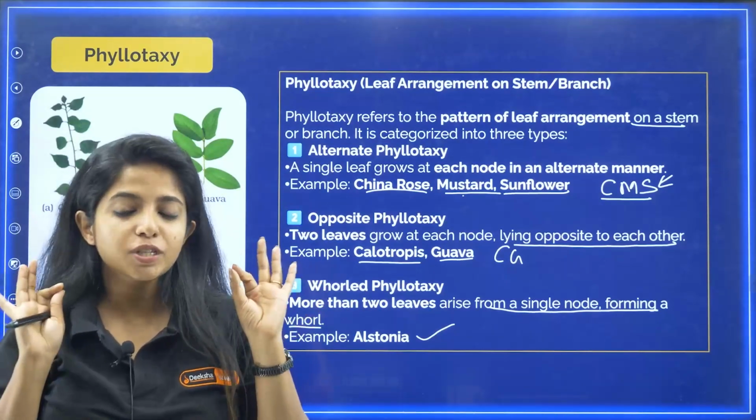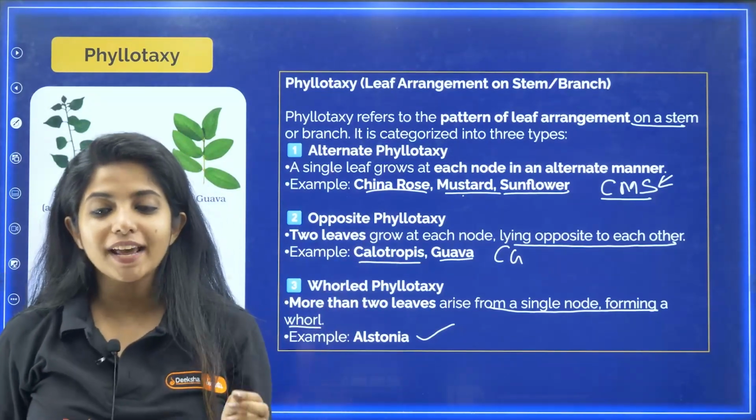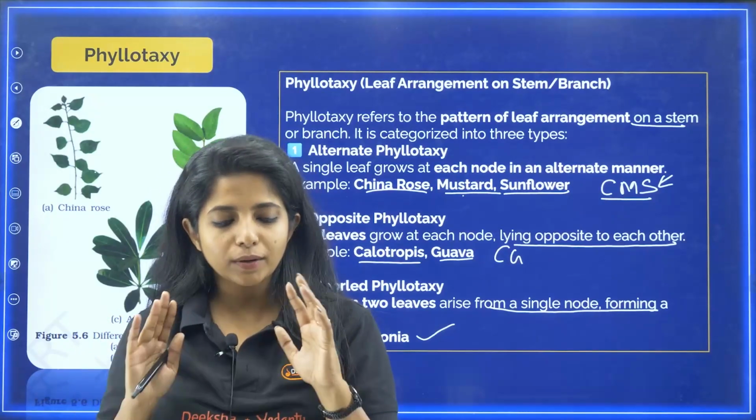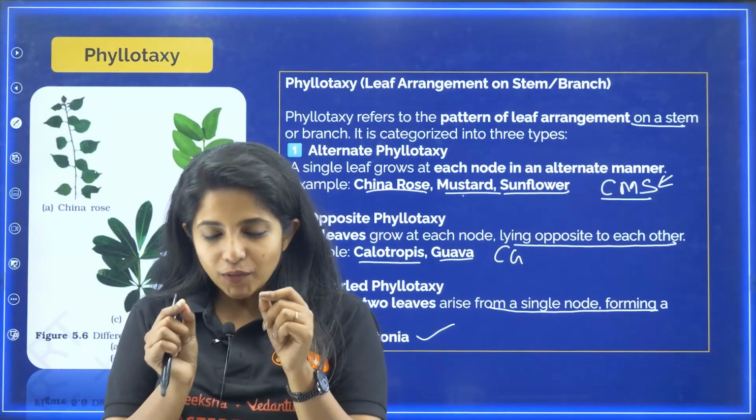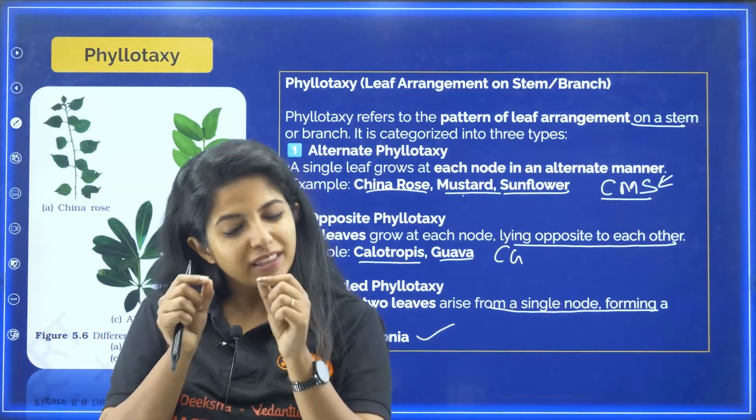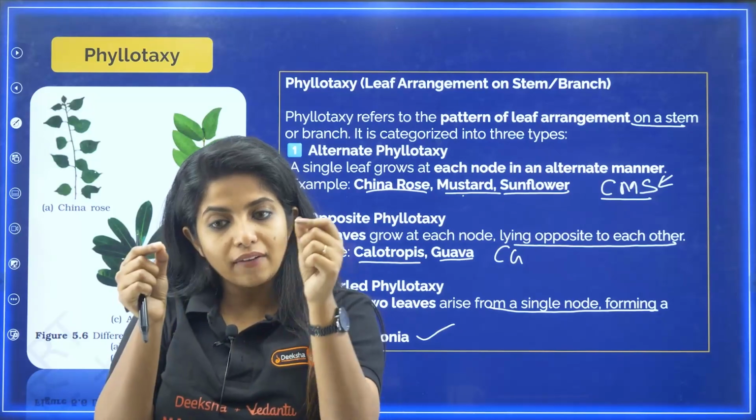CMS, Chief Minister Special. Okay, now opposite phyllotaxy, you can see, I know I do overacting at times, but okay. So basically over here what happens, in each node, opposite to it you will have leaves.